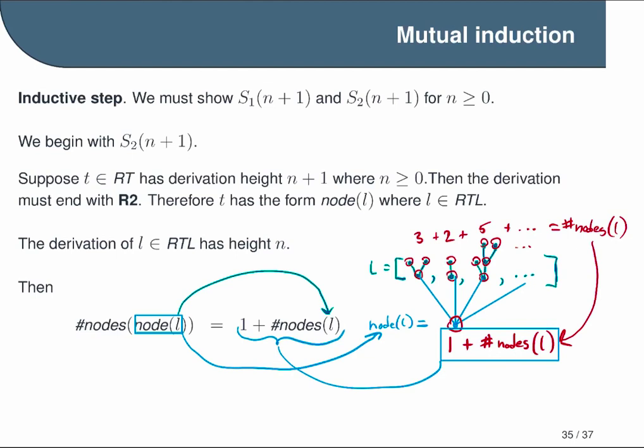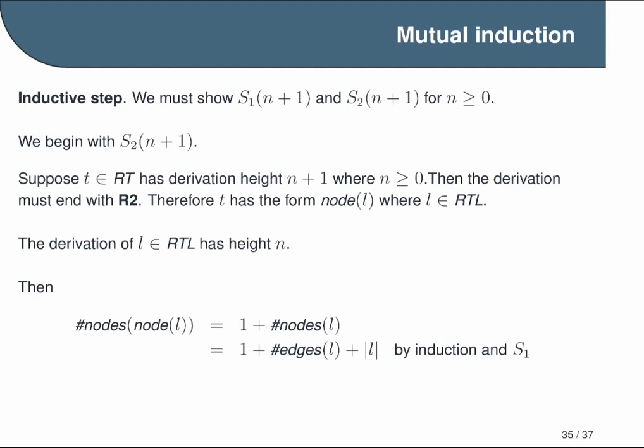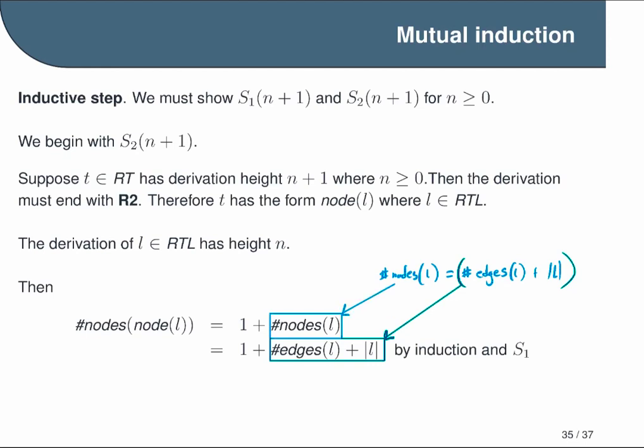So now that we have succeeded in expressing the number of nodes in our rooted tree in terms of the number of nodes in the rooted tree list that we're calling L, we can use our inductive hypothesis. Remember, L has a height of n, so the inductive hypothesis applies. What that means is we can assume that the number of nodes in our rooted tree list L is equal to the number of edges in that list plus the length of the list. Once we have that equation, all we're doing is just a simple substitution.